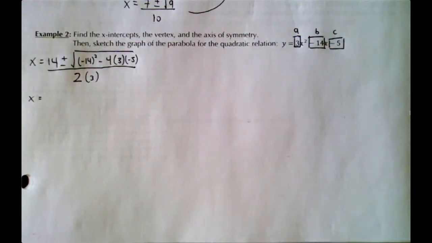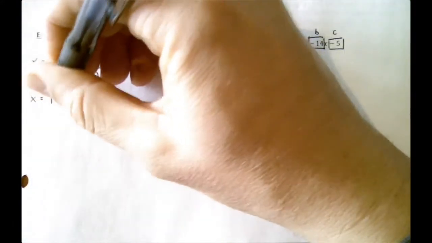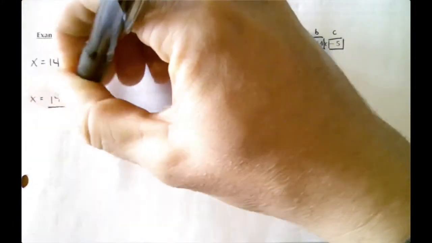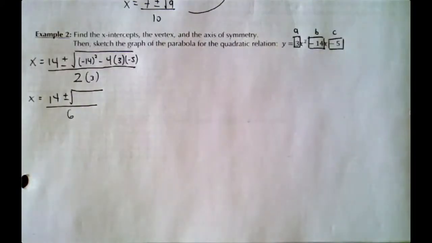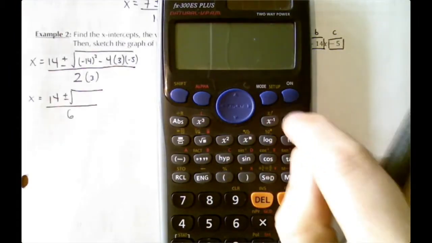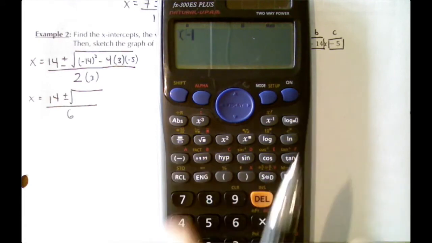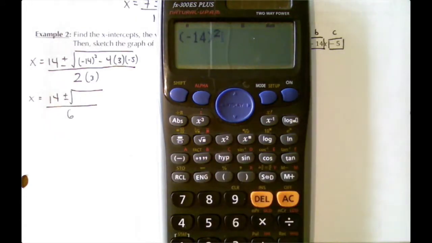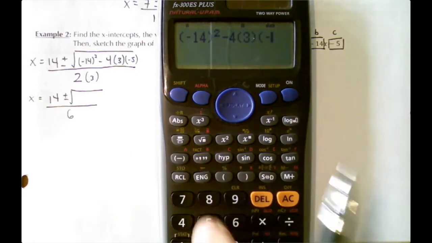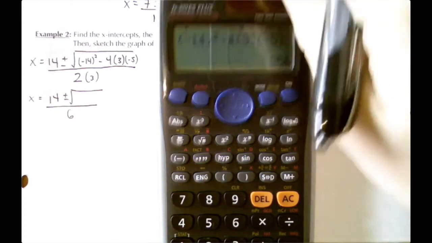Now we got to do a little bit of work. Let's get this number under the square root. 14 plus or minus, and 2 times 3 is 6. Let's find out what goes under our square root. So what I'm going to do is I'm just going to type in what's under the square root and come up with an answer. So we've got negative 14 squared minus 4 bracket 3 bracket negative 5. So underneath our square root we should end up with 256.